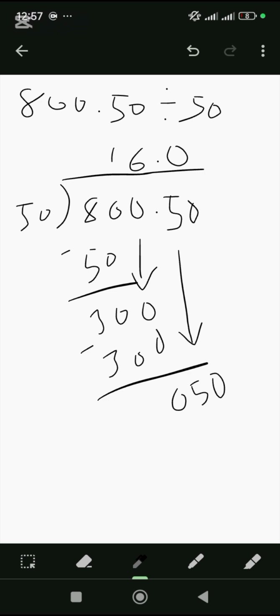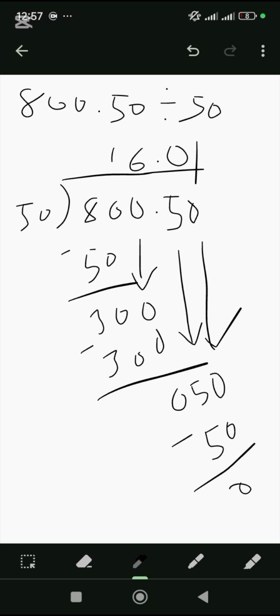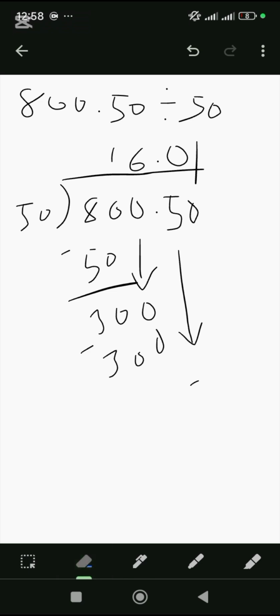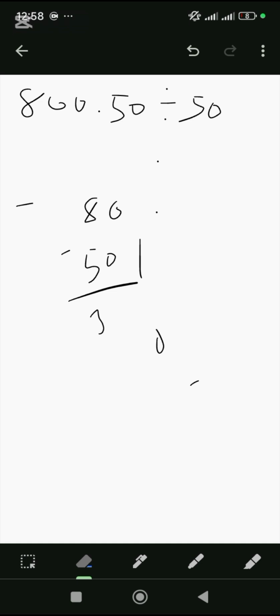Okay, and so of course it means you could bring down this also. So 50 divided by 50, that would be 1. You multiply this, that would be 50. This will be 0. Okay, all right, let's look at case number 3.